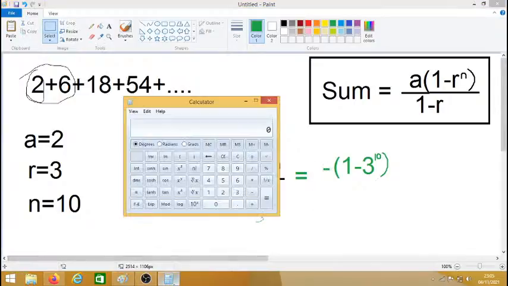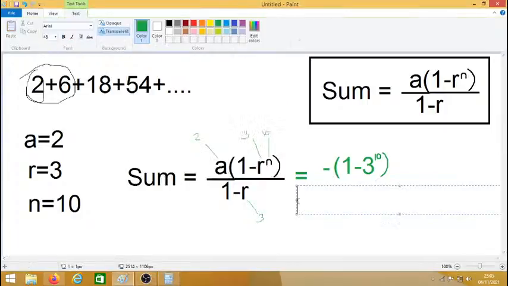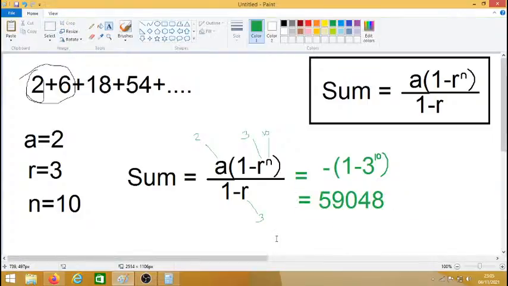Okay, so let's type that in. We've got minus. Now this calculator isn't as good as a normal scientific calculator, so I'm just going to do it slightly differently. I'm going to do 1 take away 3 to the power 10. So just doing the inside of the brackets first. That's minus 59048, and then I just need to times that by a minus. So the minus is going to drop off. So 59048. On your calculator, just type it in as you see it, and you should get the same answer, 59048.